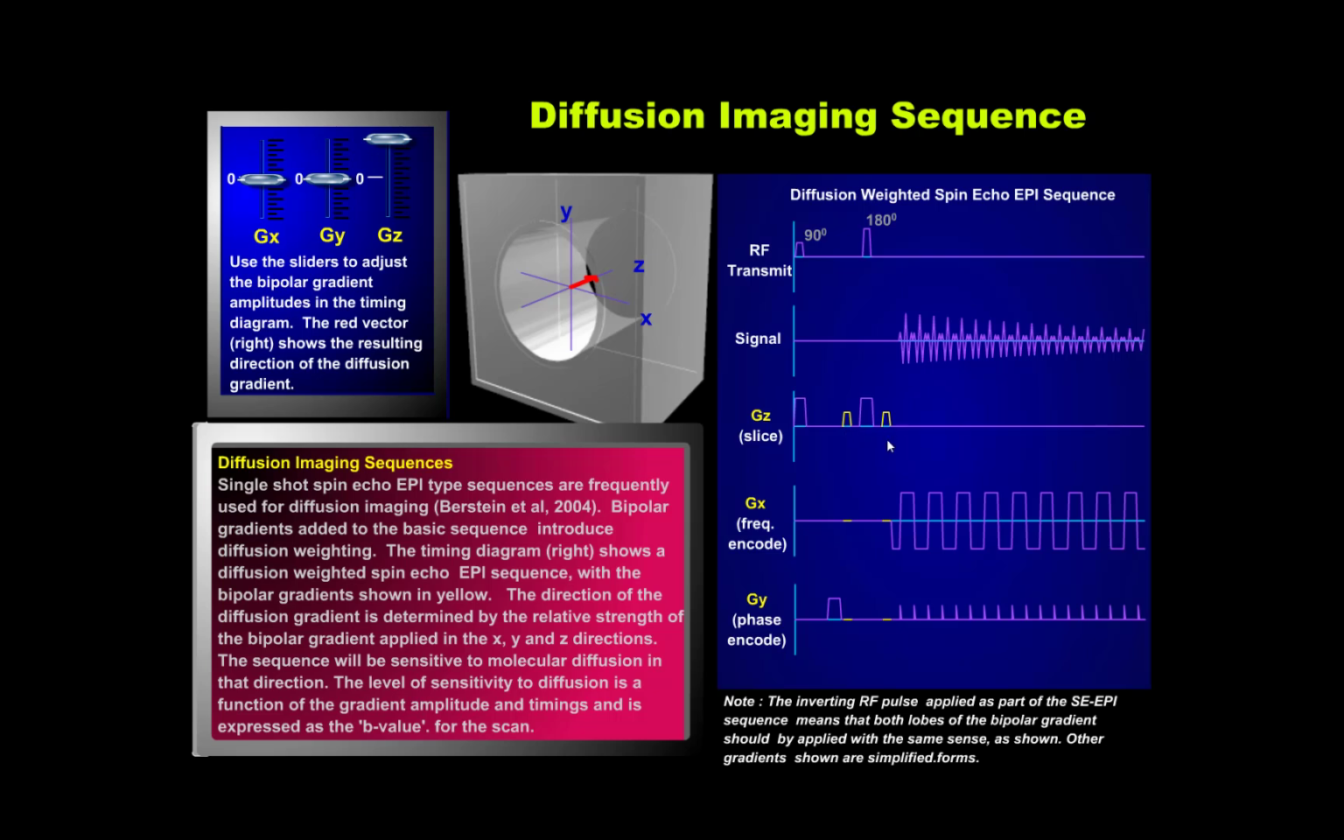Okay, so if we were interested in diffusion in some other direction, we could, instead of using Z, use Y, and that would produce a sequence like this, which is now sensitive to diffusion in the Y direction. Or we could use X, and in that case, the sequence will be sensitive to left-right diffusion. And we can see now the bipolar gradients are on the X gradient. And if we were interested in some oblique direction, we'd simply use a combination of the different bipolar gradients.